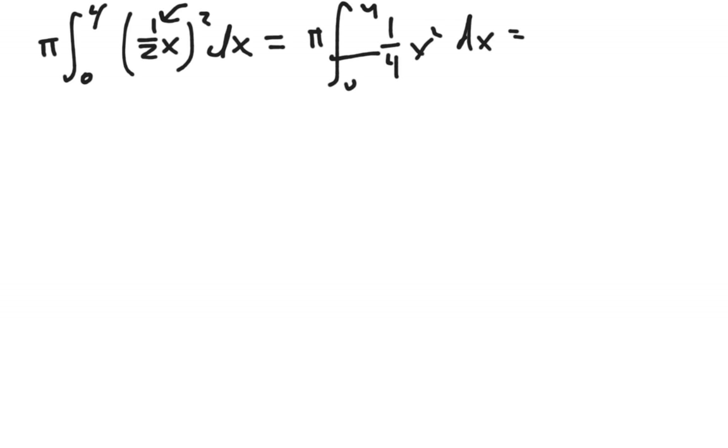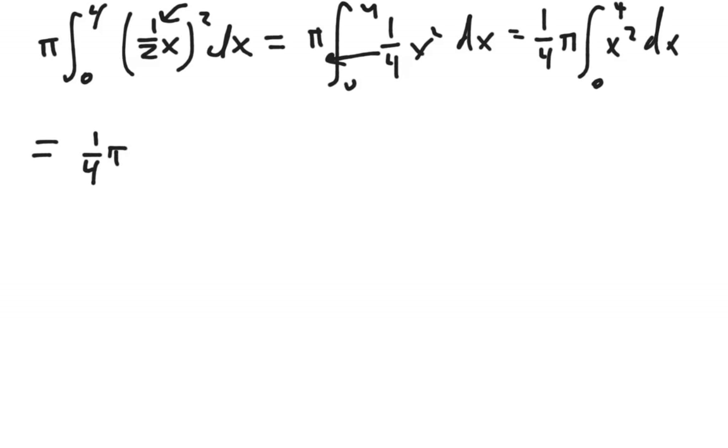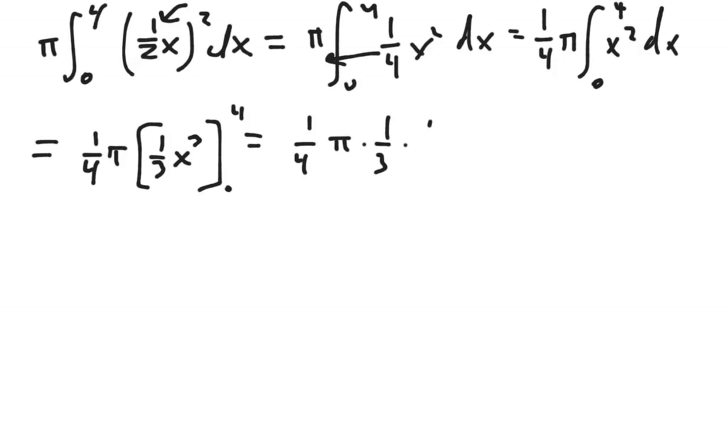I'm going to pull this 1/4 out because it's constant. So we'll have 1/4 pi integral from 0 to 4 of x squared dx. The integral of x squared is 1/3 x cubed, so we'll have the 1/4 pi, and a 1/3 x cubed evaluated from 0 to 4. Plugging in 4 and plugging in 0 gives us 1/4 pi, 1/3, and then 4 cubed. The 0 here would go away because you'd plug in 0 and get 0 cubed. So really it's this minus 0, but the 0 goes away.